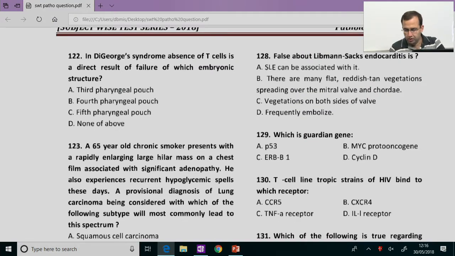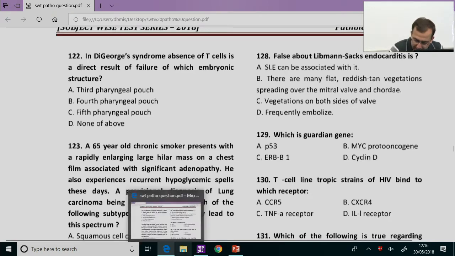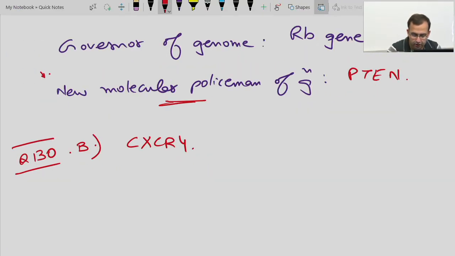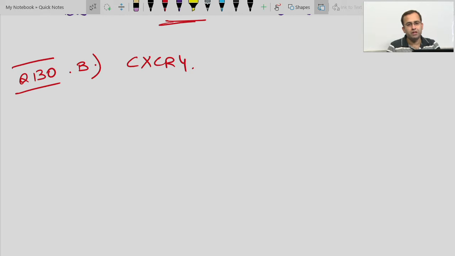The T-cell line tropic strains of HIV bind to CXCR4. The answer is B, that is, they bind to CXCR4, the T-cell tropic strains.